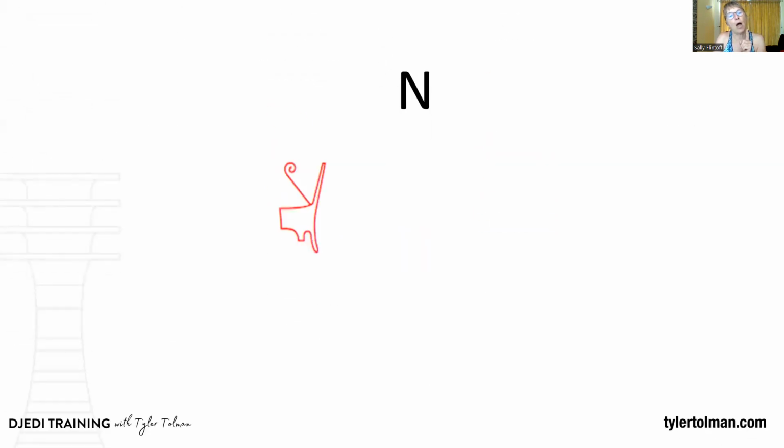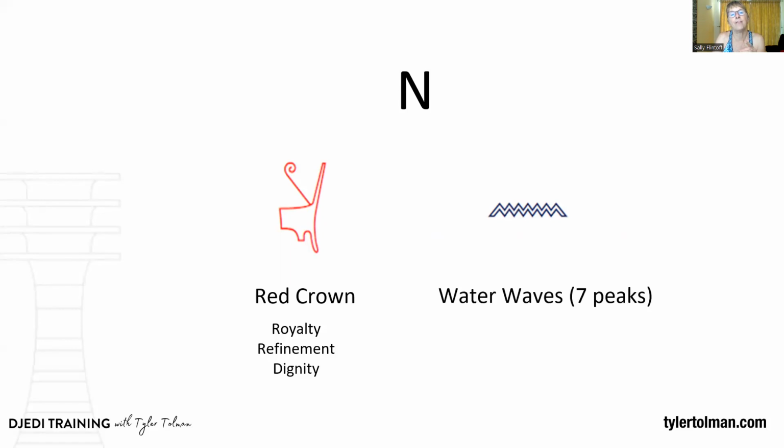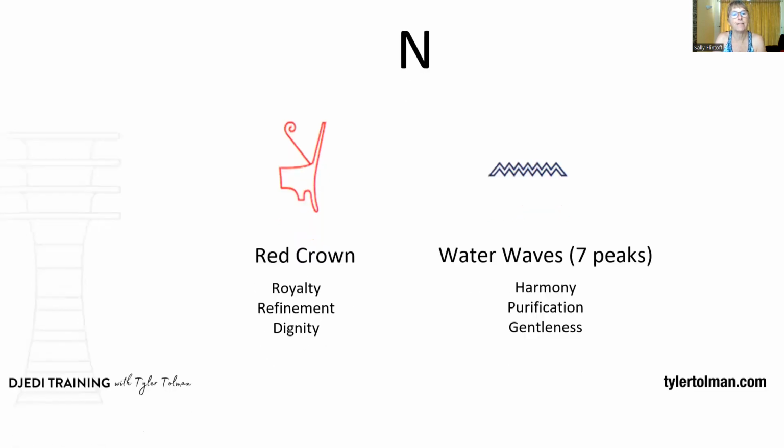N is represented by this red crown, and it stands for or signifies royalty, refinement, and dignity. The other hieroglyph that can be used for N is this blue waterways, and there are 7 peaks on this. 7's an important number. The waterways represent harmony, purification, gentleness, balance, that type of thing. So again, you choose the one that either resonates or that you would like to embody more of if you're writing your name in hieroglyphs.